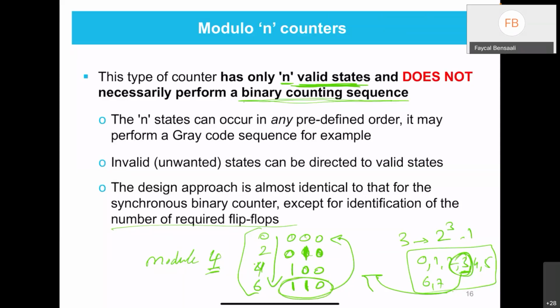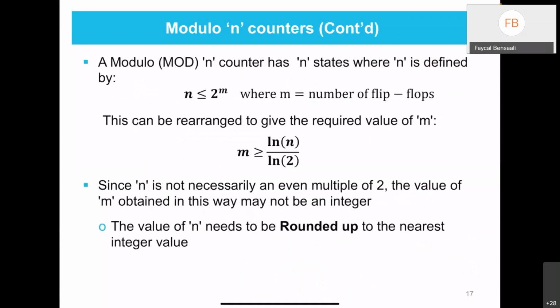That's it. So you always look for the highest state. What is the value of the highest state? How many bits do you need to represent this highest state? And this will be the number of flip-flops. So this is one simple way to do it. Or you can use this one. A modulo n counter has n states, where n is less than or equal to 2 power m.